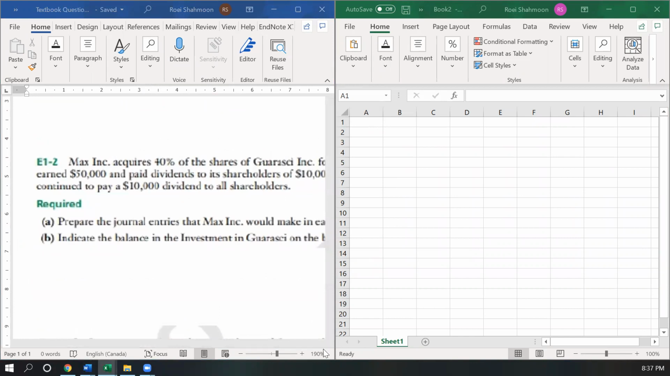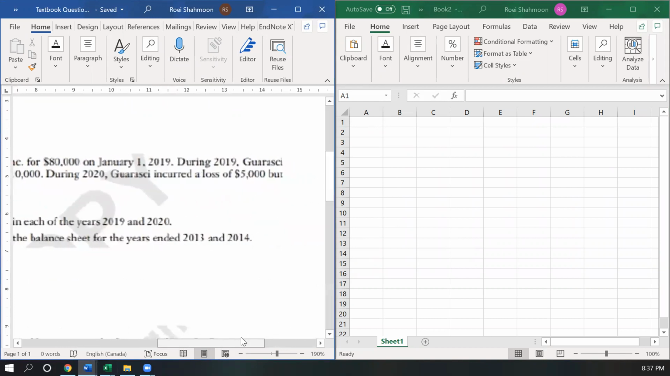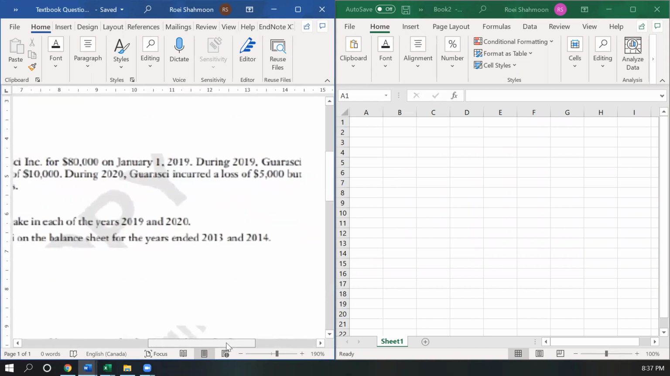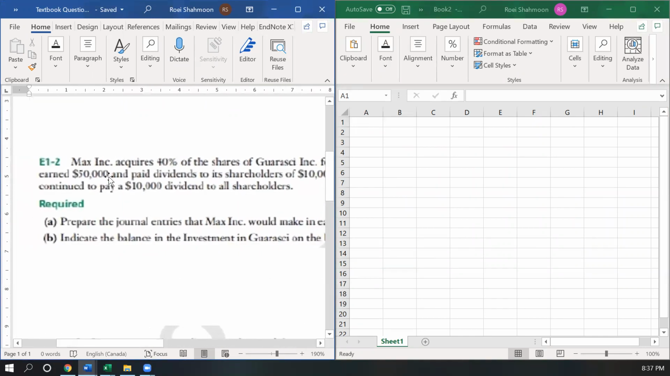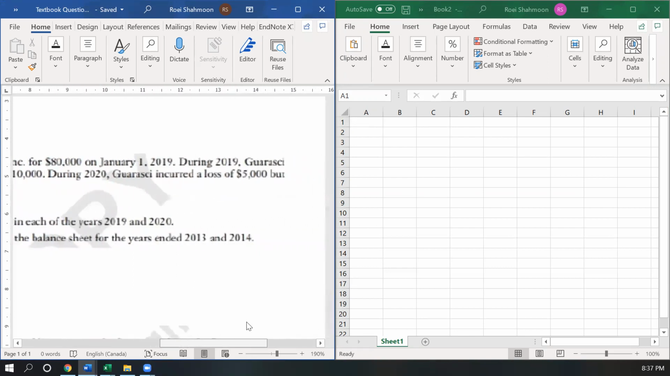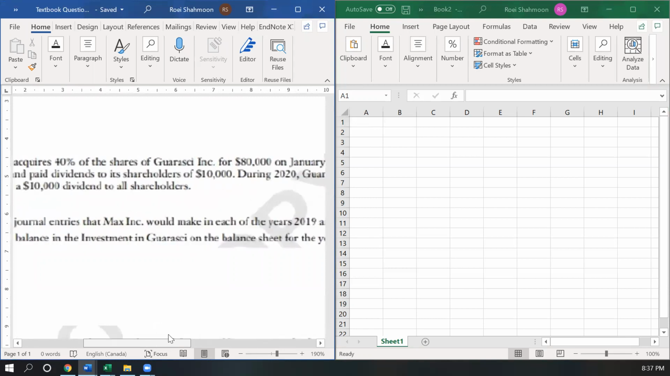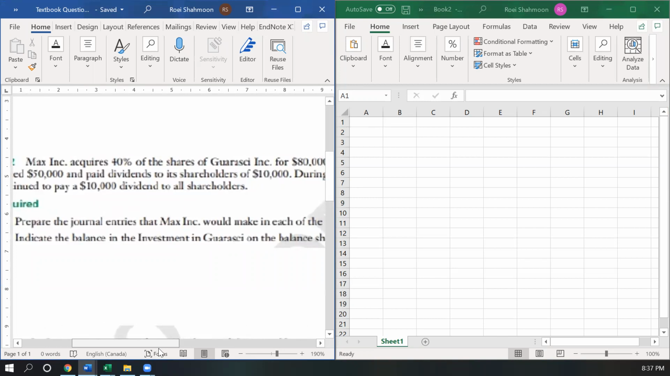Okay, now Max Inc. acquires 40% of the shares of Goraski Inc. for $80,000 on Jan 1st, 2019. During 2019, Goraski Inc. earned $50,000 and paid dividends to its shareholders of $10,000. During 2020, Goraski Inc. incurred a loss of $5,000, but continued to pay $10,000 of dividends to all shareholders. So here again, they say, give me the journal entries and also the balance in the investment account.